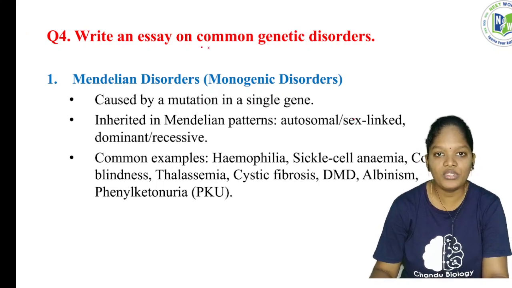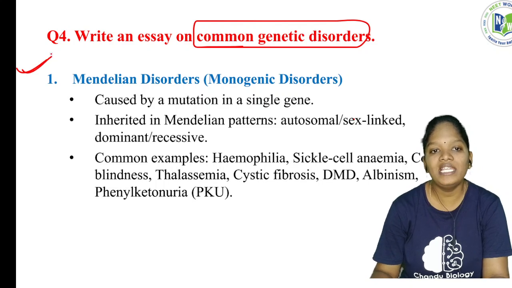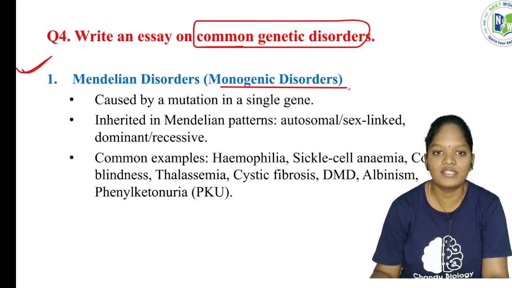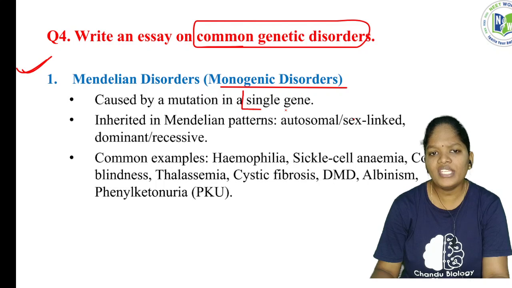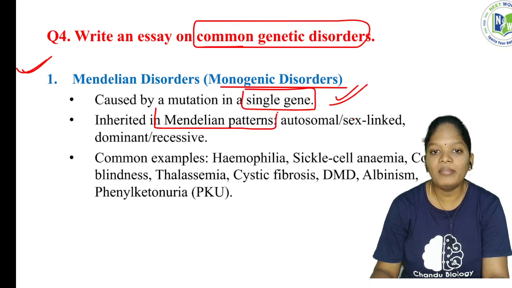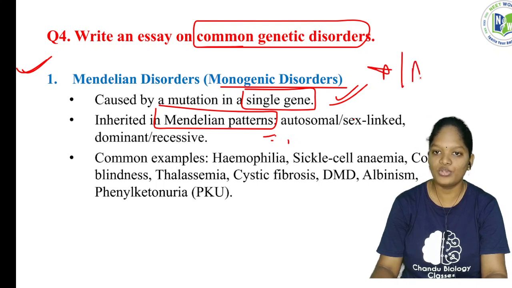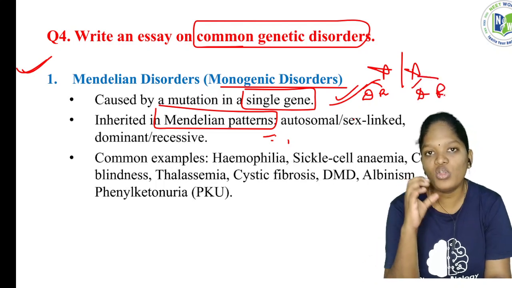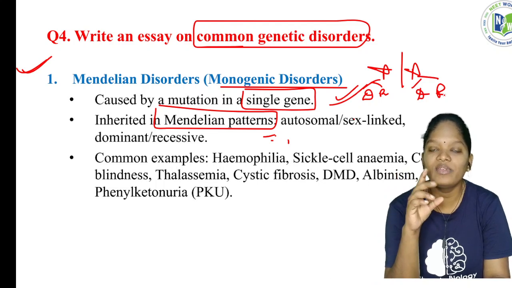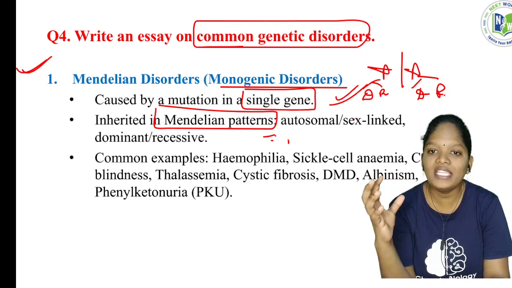Now we are going to see common genetic disorders. First, Mendelian disorders, that is, monogenic disorders. If there is a mutation in one single gene, it is called a Mendelian disorder. It is inherited in Mendelian patterns, whether autosomal or allosomal, and dominant or recessive. We have studied dominant and recessive in Mendelian genetics, in the monohybrid, dihybrid and trihybrid cross. In the same way they are inherited.